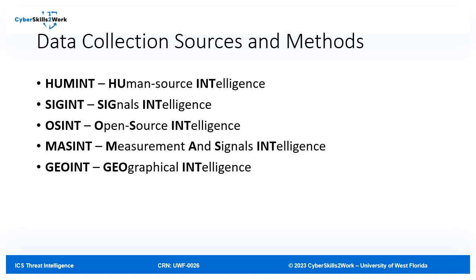Open Source Intelligence, or OSINT, is produced from publicly available information collected, exploited, and disseminated in a timely manner to an appropriate audience to address specific intelligence requirements.